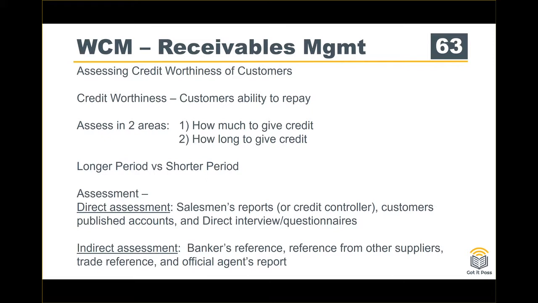Next is indirect assessment. It means you can go to some third party or agency or agents for information relevant to your customers' financial status. For example, the banker's reference, other suppliers' references or records, or trade references, or you can even hire an agent or official agent to do the analysis for you. So this is the indirect assessment of your customers' creditworthiness.